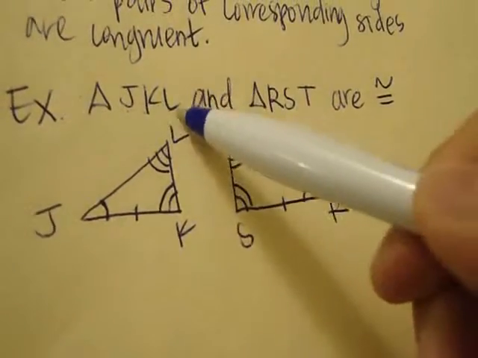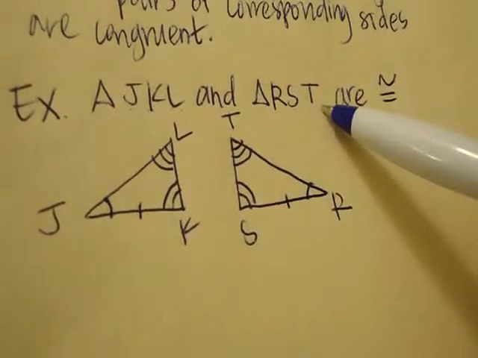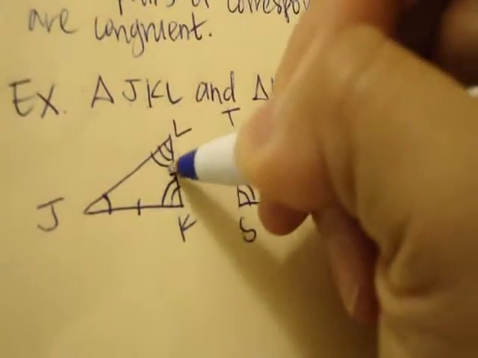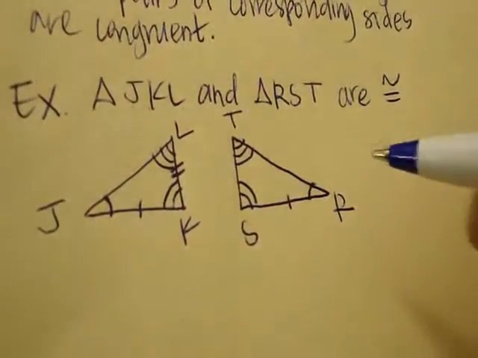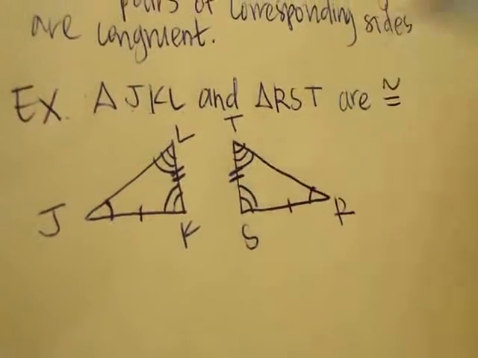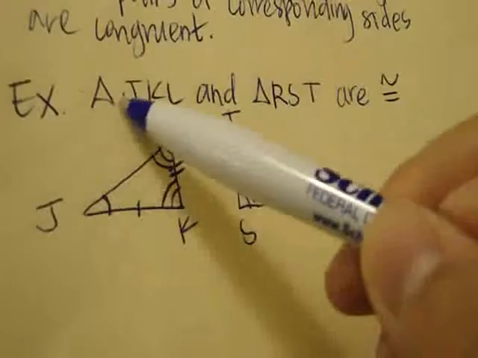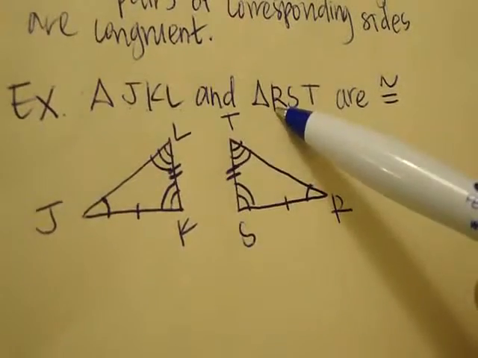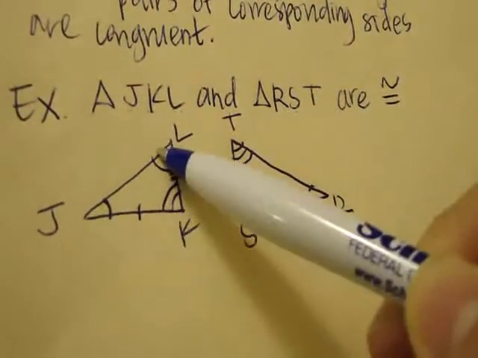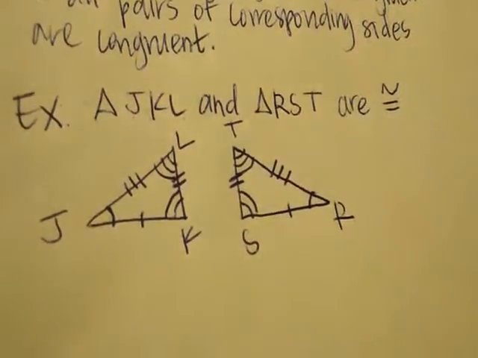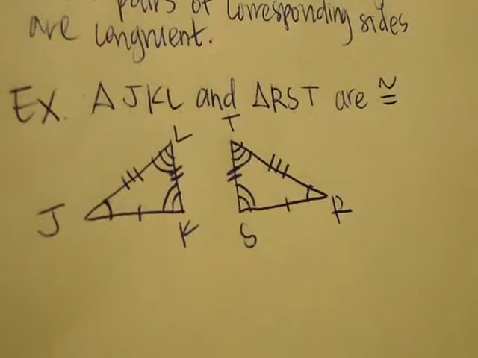And now we see that KL matches up with ST, and so I'm going to go ahead and find KL, put a double dash right here, and match it up with ST right here to show that those two sides are congruent. Okay. And then we see that JL corresponds with RT, and that these are congruent, so I'm going to do a triple dash to show that those two sides are congruent. Okay?